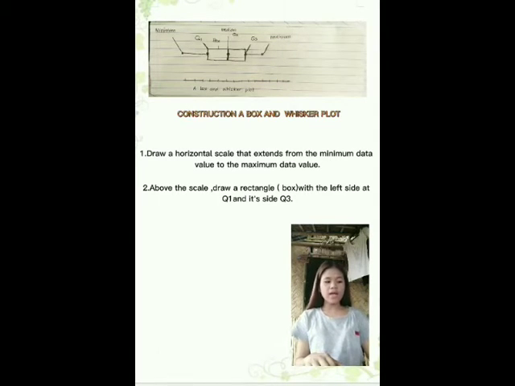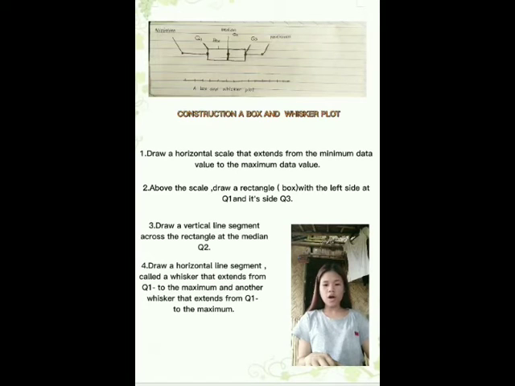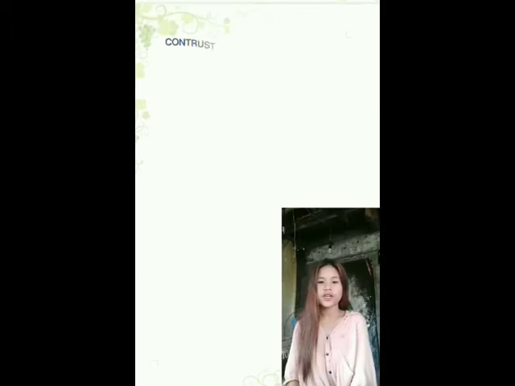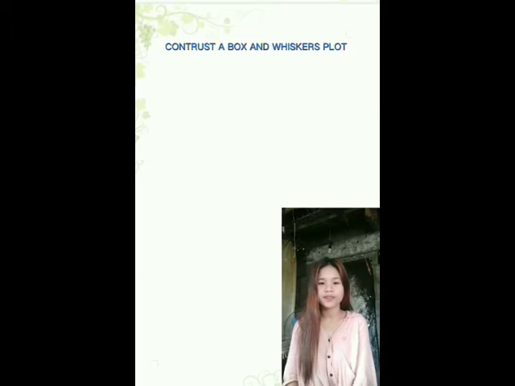Above the scale, draw a rectangle box with the left side at quartile 1 and its right side at quartile 3. Number 3. Draw a vertical line segment across the rectangle at the median, quartile 2. Number 4. Draw a horizontal line segment called a whisker that extends from quartile 1 to the minimum, and another whisker that extends from quartile 3 to the maximum. Construct a box and whiskers plot.